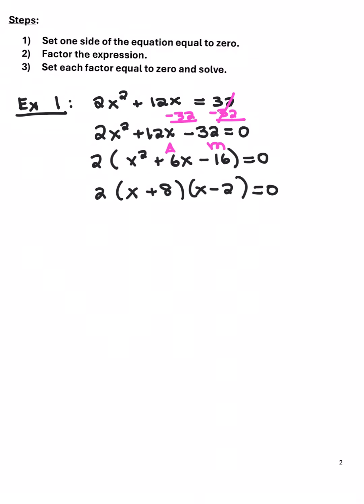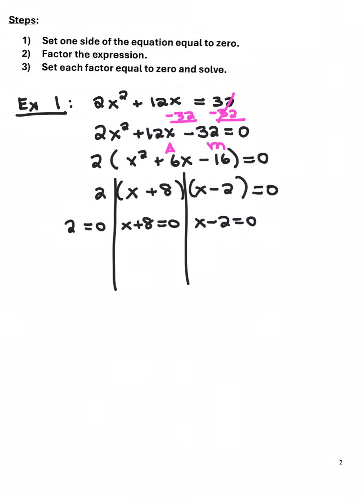Okay, so I'm going to take this 2, our first factor, and set it equal to 0. If you want to separate your factors, you can. Then I'm going to take the x plus 8 and set that equal to 0, and I'll take my x minus 2 and set that equal to 0. So I'm taking each factor and just setting it equal to 0. And not only do I have to do that, but I have to solve these. Now, I'm going to start with the middle one, x plus 8 equals 0.